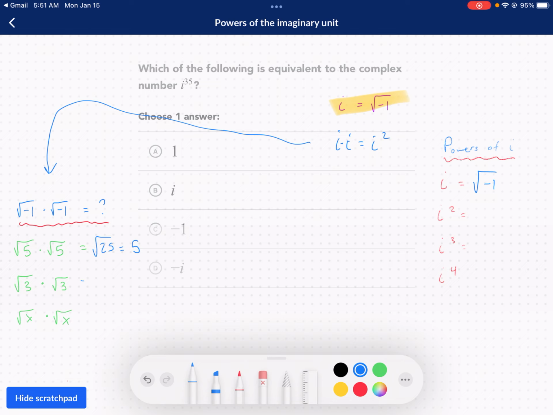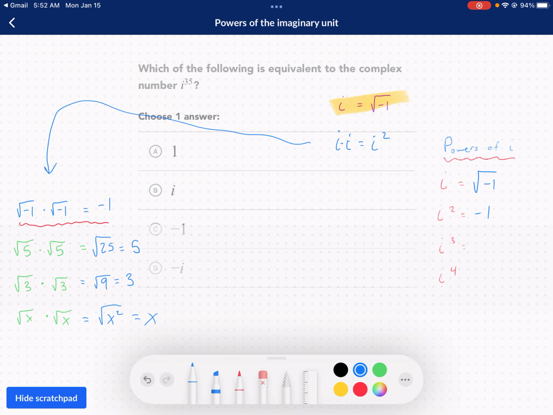Same thing with the square root of 3. I don't know the square root of 3 off the top of my head, but if I multiply it by itself, I know I get the square root of 9, which is equal to 3. So you're seeing if we multiply a square root times itself, we get the number or the term that's just under the square root. Same thing with x. If I multiply the square root of x times itself, I'm going to get the square root of x squared. And if I take the square root of a square, I'm going to be left with just the number underneath the term. So if I multiply the square root of -1 times the square root of -1, I'm just going to get -1 as an answer. So -1 is going to be that.